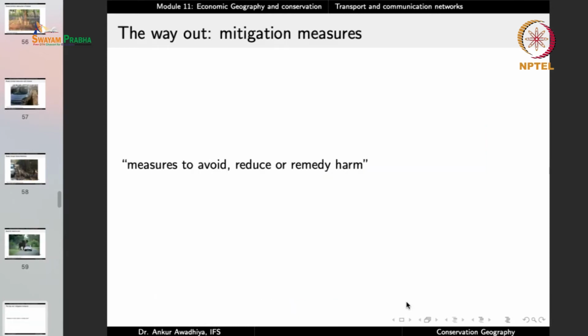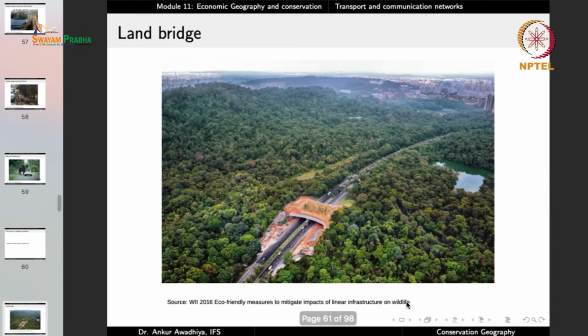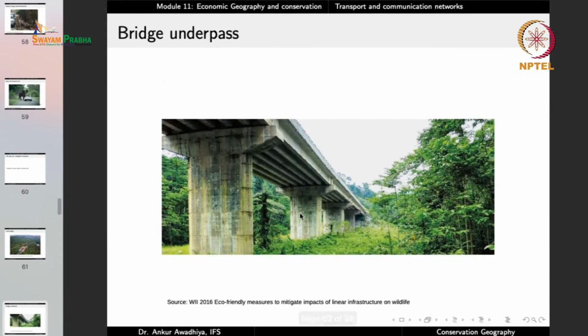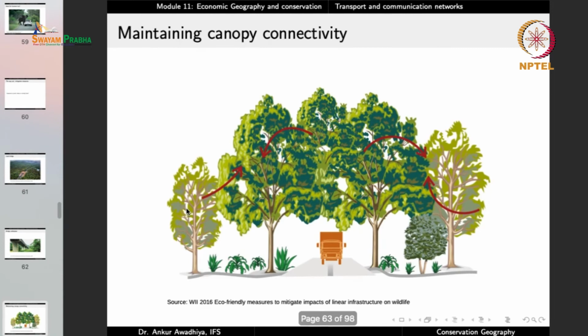The way out is to use mitigation measures, which are measures to avoid, reduce, or remedy harm. These are as simple as constructing a land bridge. With a land bridge, the animals can move over the road, and so the fragmentation is reduced. Or we can construct our bridges in such a manner that animals are able to use the space below and move from one area to another. Here again we reduce the amount of fragmentation that the road is causing.